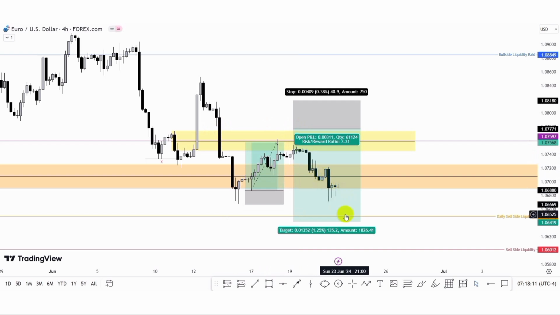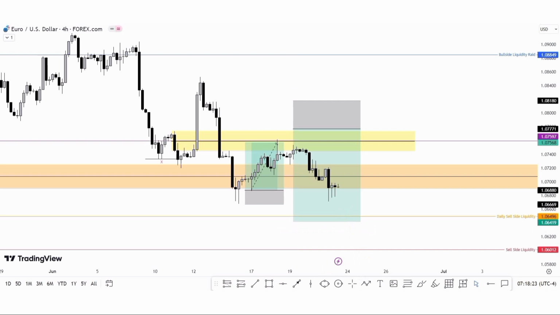I'm not going to furthermore break down price to the 15-minute time frame to look at how we would have possibly taken entry. No, I'm just showing you guys what happened. So this is what happened actually with the EURUSD. So let's check the gold pair.